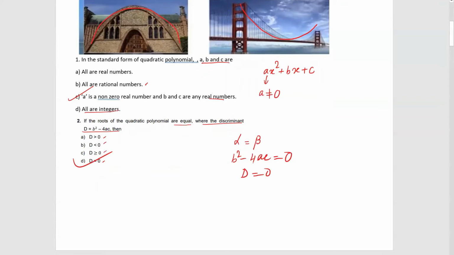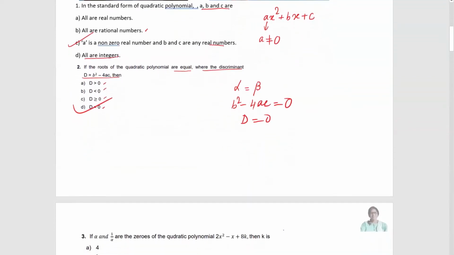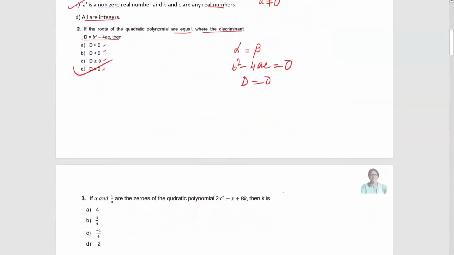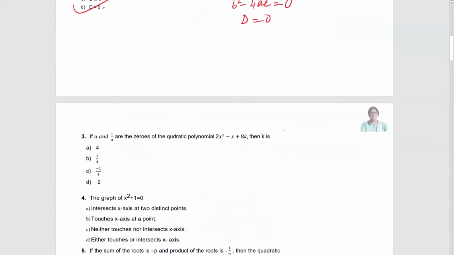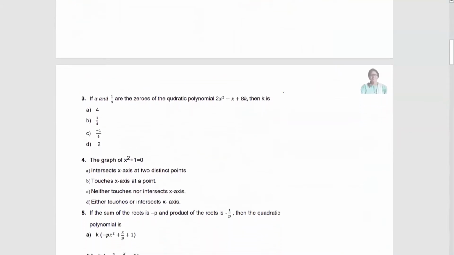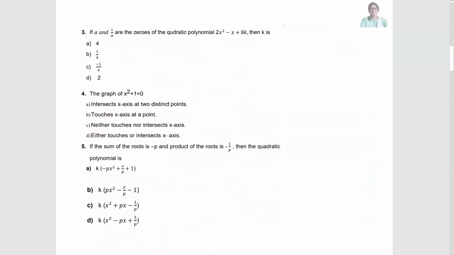Now coming to the other part. You can pause the video, write the answers yourself, and compare whether you are doing it correctly or not. So the last 3 questions. You know that there are 5 questions in each case study.